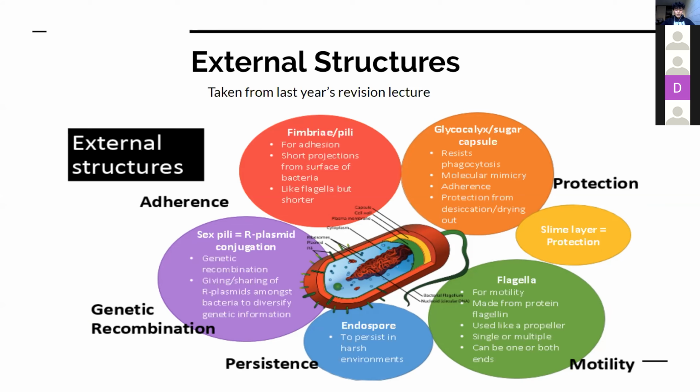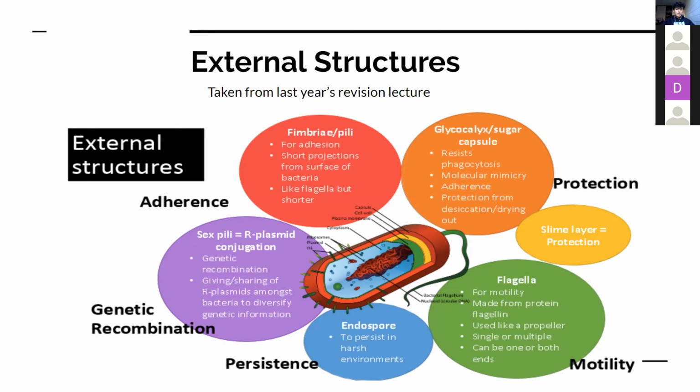And I'm not sure if you guys have seen the diagram of cilia for the mucous membranes. It works the same way, acting like a whip motion and moving things along. Furthermore, for persistence, it's got endospores, so it can persist in harsh environments.